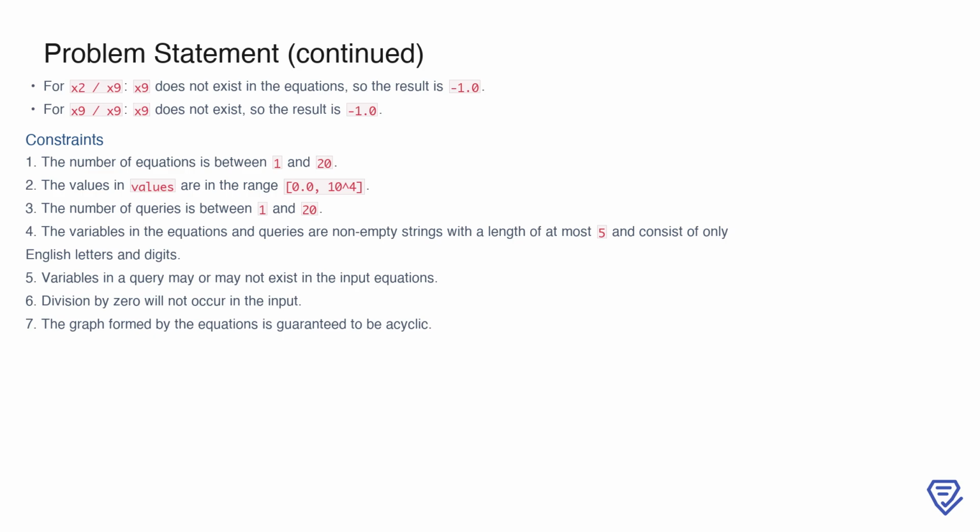To summarize the constraints, the number of equations and queries ranges from 1 to 20, and the values are between 0.0 and 10,000. Additionally, variable names are non-empty strings of up to 5 characters consisting of letters and digits. Division by zero is guaranteed not to occur, and the graph formed by the equations is acyclic. These constraints ensure the problem remains well-defined and computationally feasible.